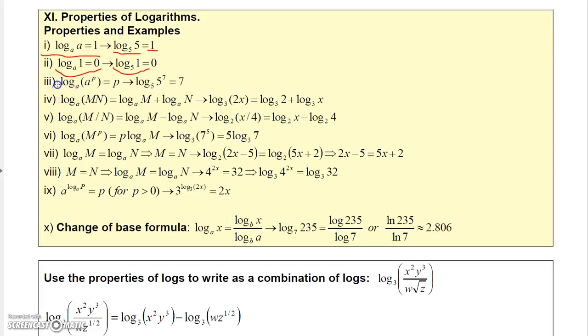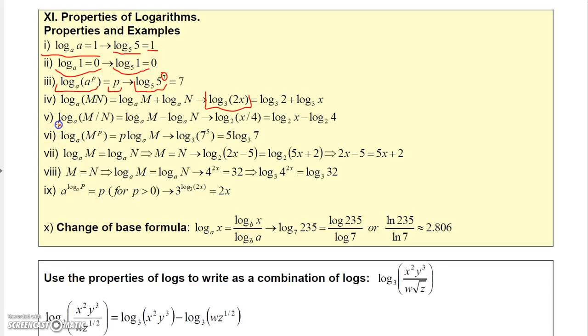The log of a to a power, base a, is just equal to the power. So if I want the log of 5 to the 7th using the same base as the exponent here, 5, see I have, for the exponential expression, the base is 5, and for the log the base is 5. So I would just get this power here, 7. And then the log of m times n, base a, is the log of m plus the log of n. So an example of how that would be used would be if I had the log of 2x base 3, that's the same as log of 2 base 3 plus log of x base 3.